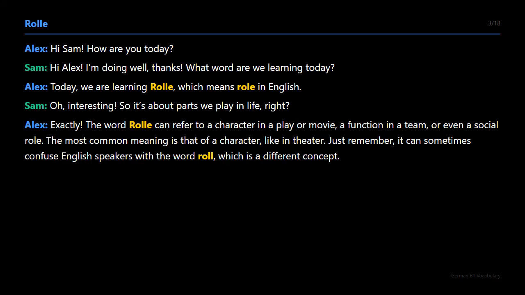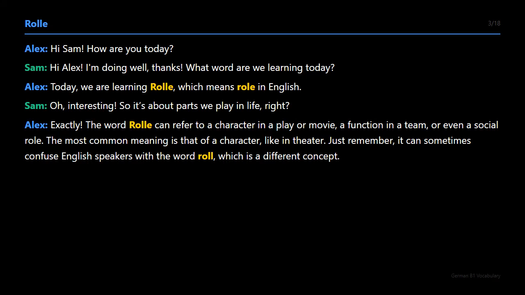Exactly. The word Rolle can refer to a character in a play or movie, a function in a team, or even a social role. The most common meaning is that of a character, like in theater. Just remember, it can sometimes confuse English speakers with the word Rôle, which is a different concept.